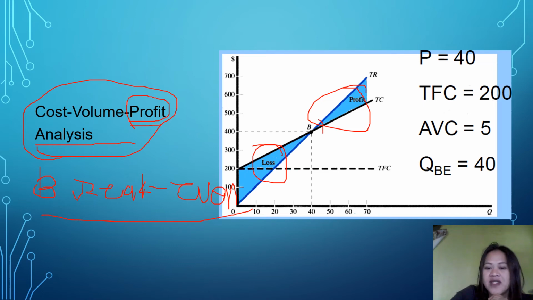Now, the break even here is at this level. Once they reach the break even, look at the decision. Now, if you reach this one, if you want to minimize the cost by decreasing your output, alam mo ang magiging result.